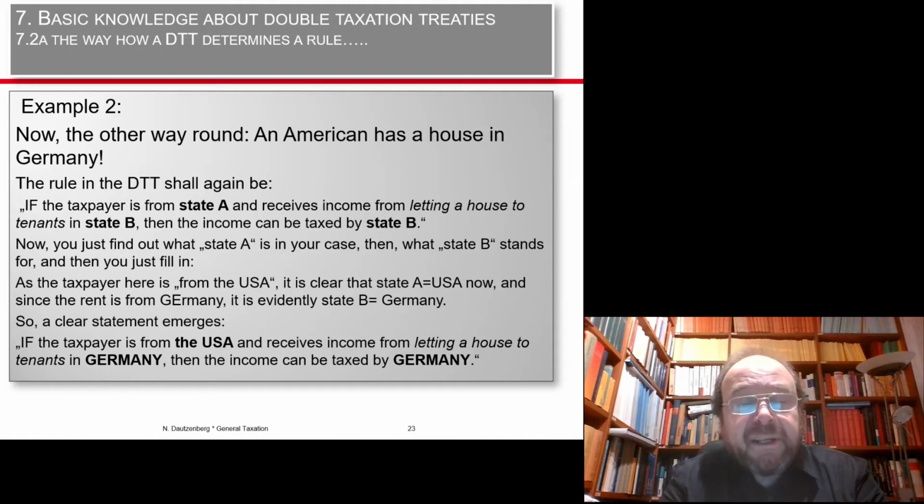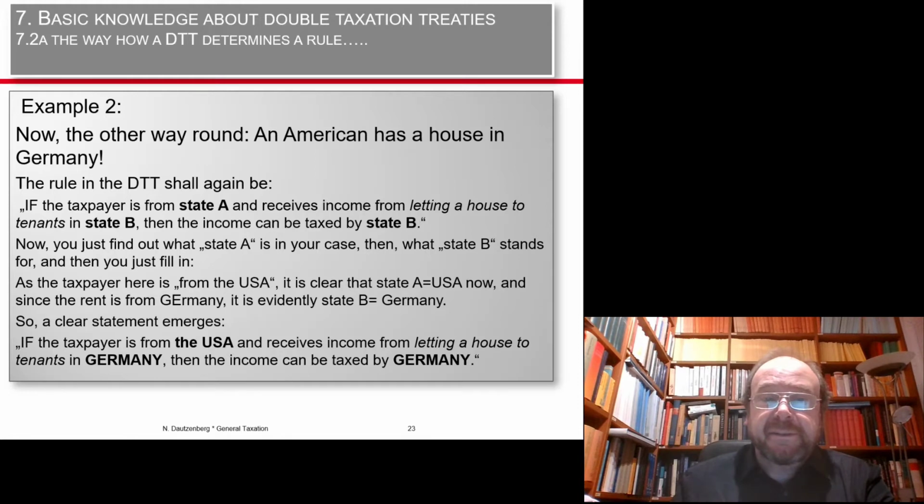Taxpayer from state A. Well, our taxpayer is now in this case an American. So in this case, A is America. So if a taxpayer from America receives income from letting a house to tenants in State B, that's now Germany, so we know now State B in this case is now Germany, then the income can be taxed by State B. So result, Germany can tax the rent income. That's a clear and easy result.